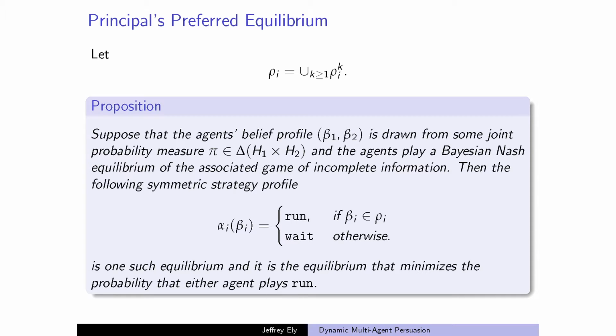Of course, there are multiple equilibria, and the worst case for the principal is that the agents coordinate on the equilibrium where they always withdraw. And there's nothing the principal can do about that. So we're going to look at the best case for the principal using information to manage their incentives, and that's by looking at this equilibrium.